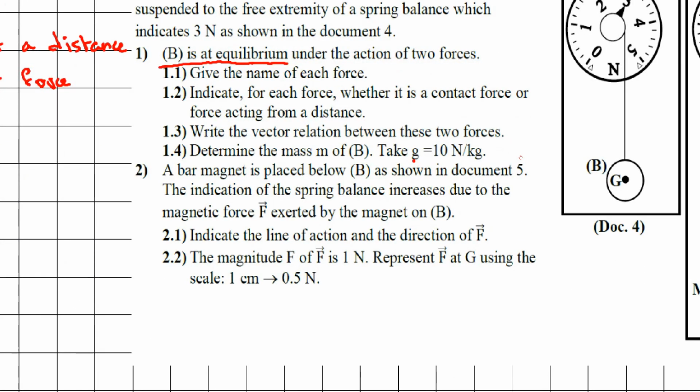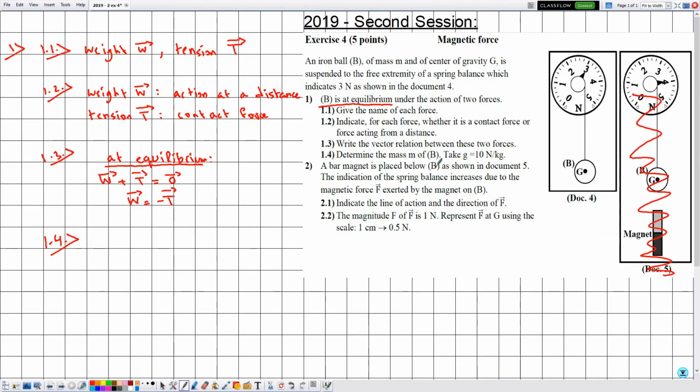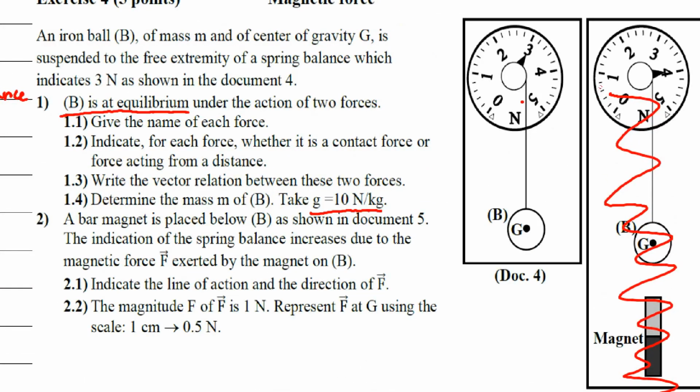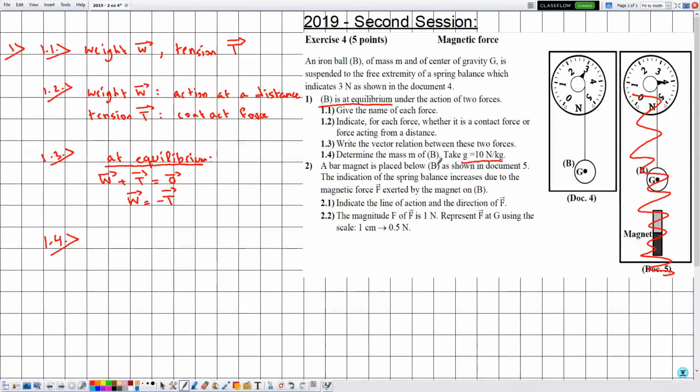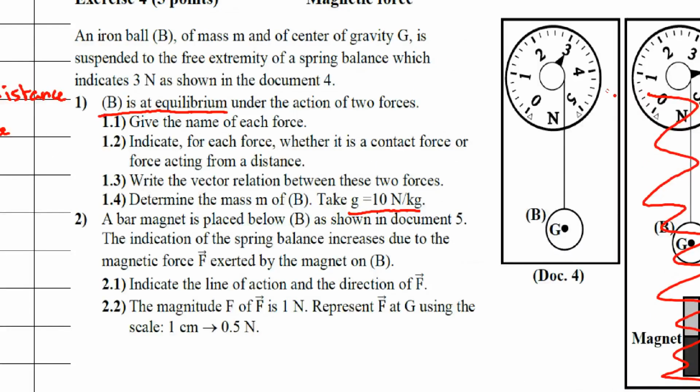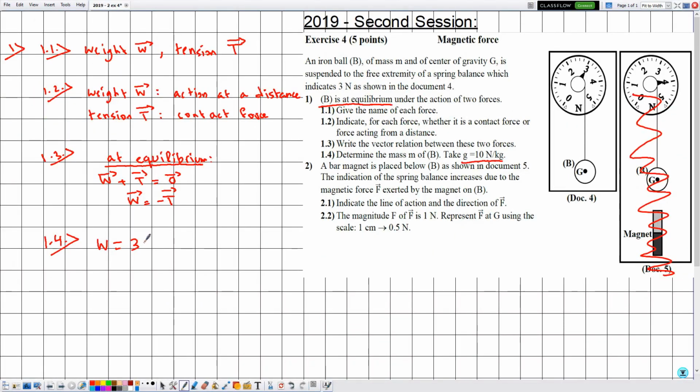Now in 1.4, determine the mass m of B, take g equal to 10 newton per kilogram. In order for us to calculate the mass m, we need to know the weight W of the ball, and g is given by 10 newton per kilogram. From the indication of the spring balance, the magnitude of the weight W is given by 3. Since the scale is in newtons, the value of W will be in newtons.